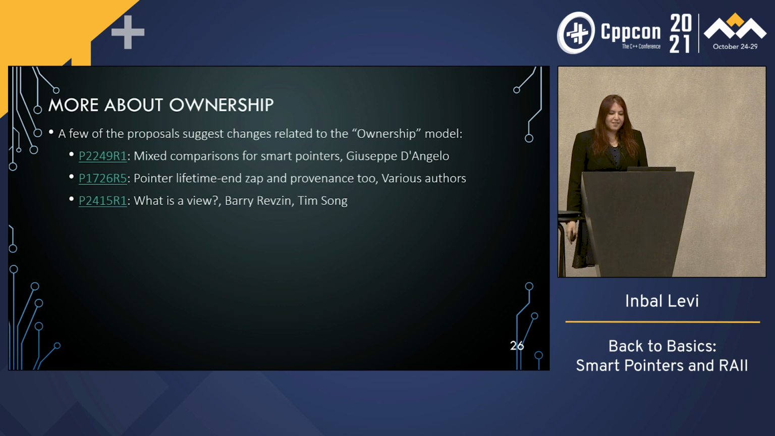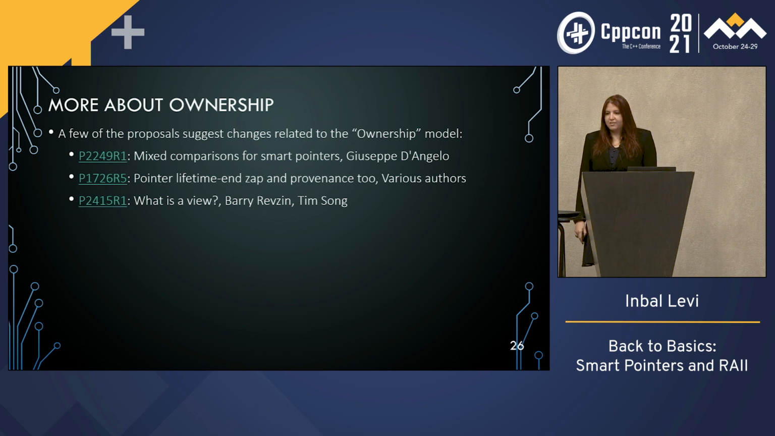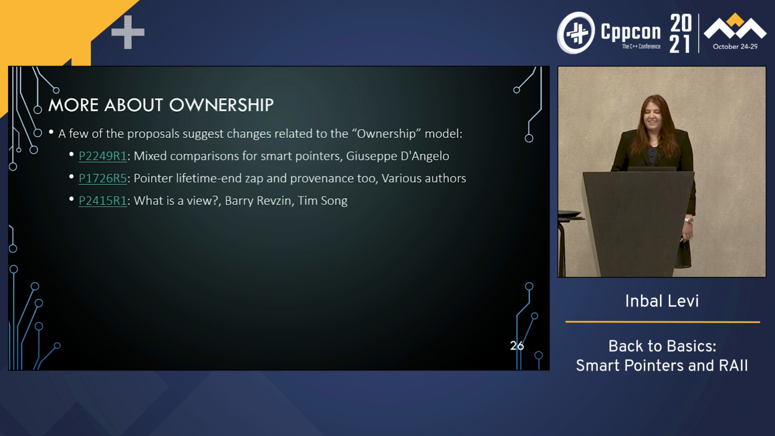An additional proposal, not related to smart pointers but related to ownership, talks about what a view is. The Ranges library, whose study group I chair, so I'm a bit biased about it. Sorry, I lose words occasionally. First of all, I think Ranges is a great library and I really recommend you to use it. It talks about views, and views are references to other ranges, but they don't hold ownership of the range. So this proposal is basically trying to clarify what it means to have a view.